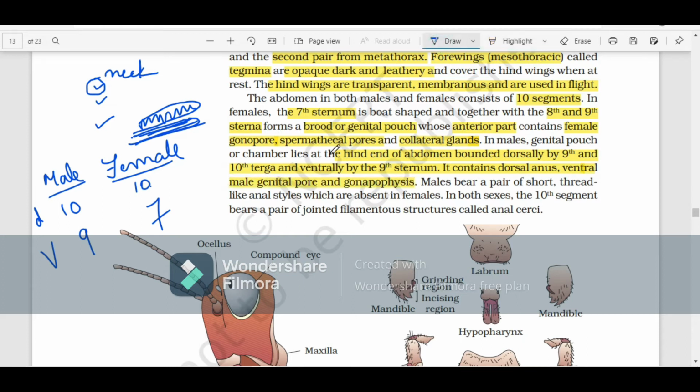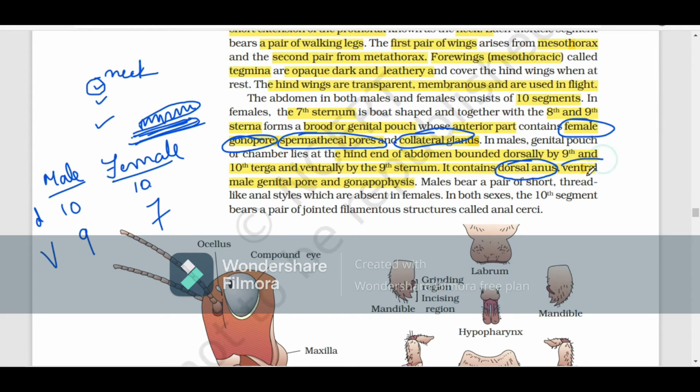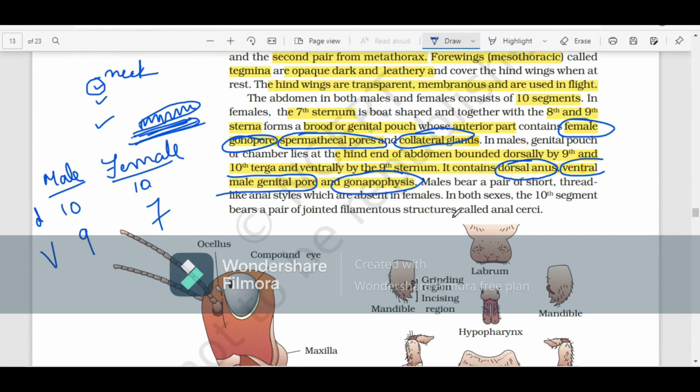This is important. In females, you can see the female gonopore, the spermathecal pore which will receive and store the sperms, and collateral glands. And these are for the male: the dorsal anus, ventral male genital pore, and gonapophysis. Only males have a pair of thread-like anal styles. Anal styles are found only in males, and they are absent in females.